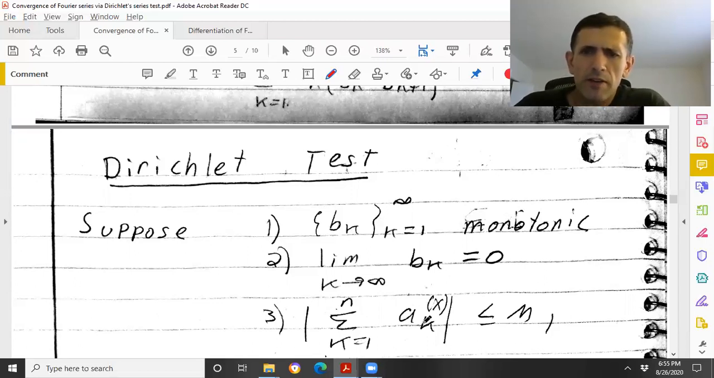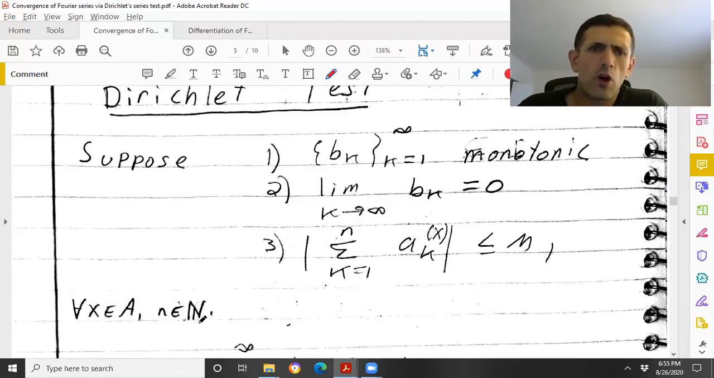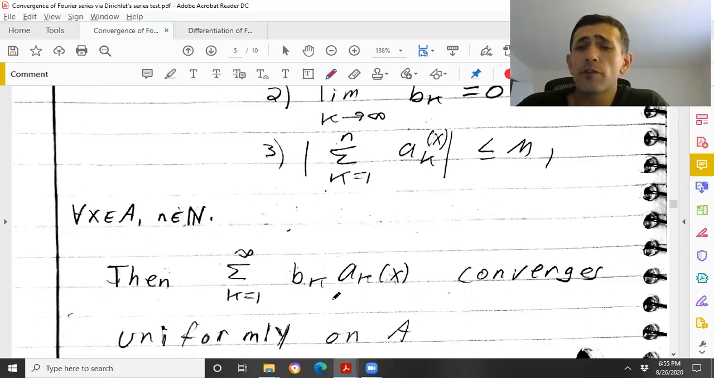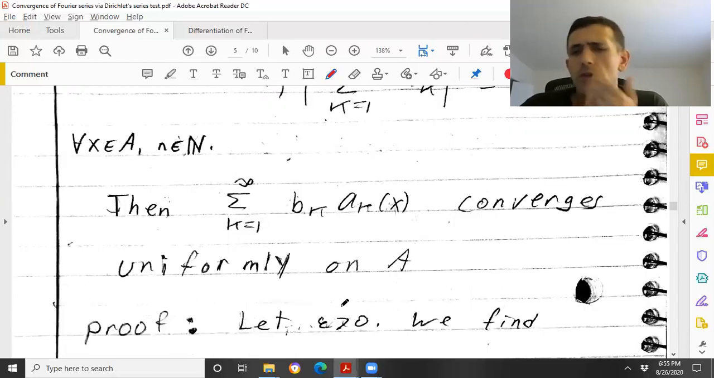Let's say we have a sequence of functions, a_k, where the sum is bounded above in absolute value. Not when you smash in absolute values, but outside of the sum. And this is for all x in some set A and all natural numbers n. Then the claim is that I have uniform convergence on A. Right? And the proof is relatively straightforward using summation by parts.